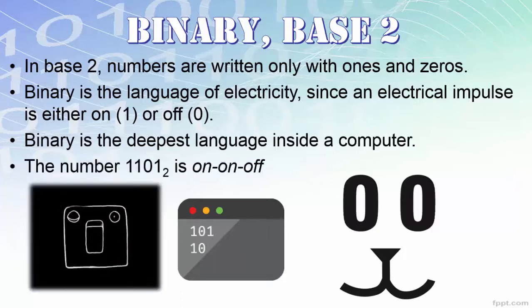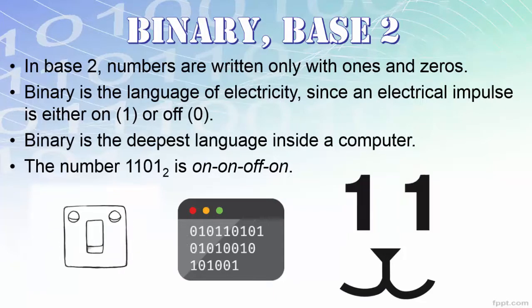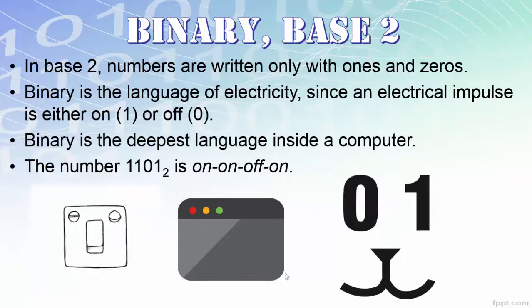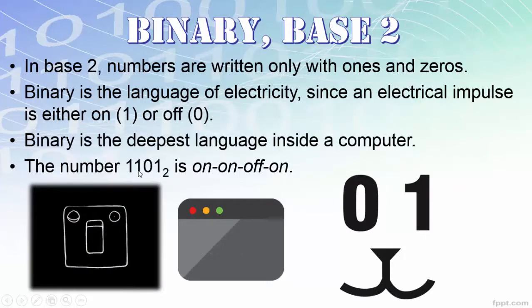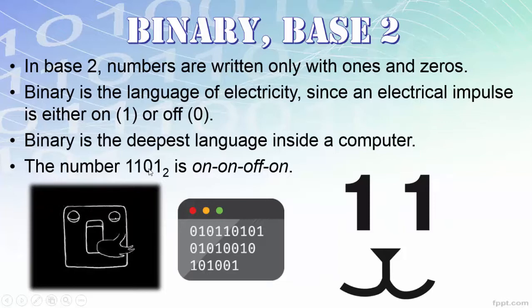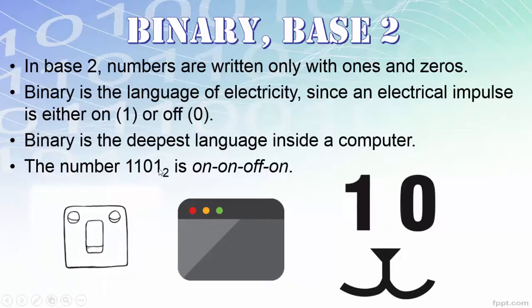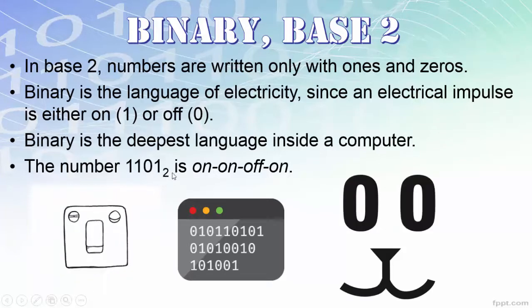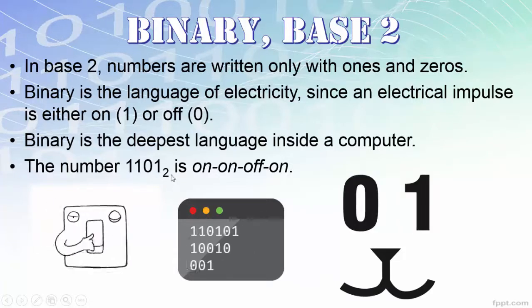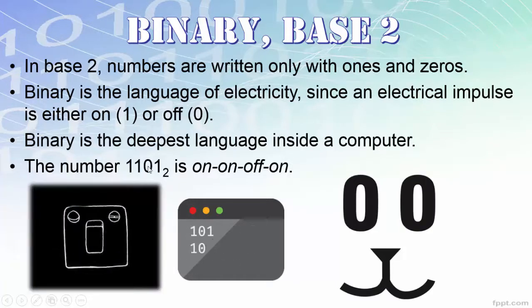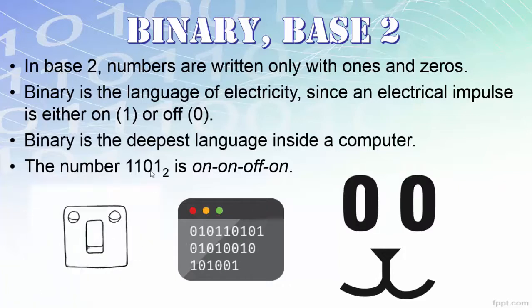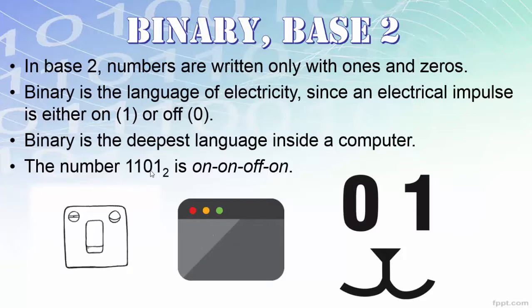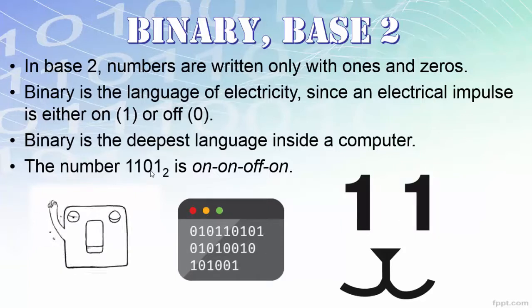The number 1101 base 2 is on, on, off, on. So 1 represents on, 1 represents on, 0 represents off, 1 represents on, and of course the little 2 here is base 2. So the only numbers represented in the base 2 system are zeros and ones. Any other number would not be in base 2.